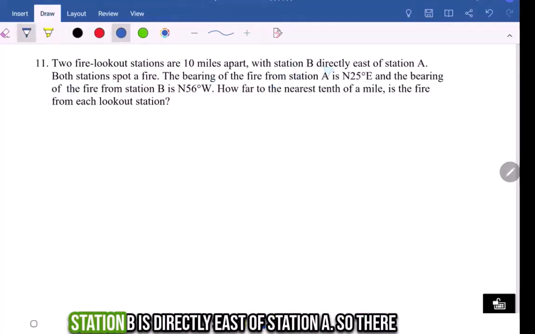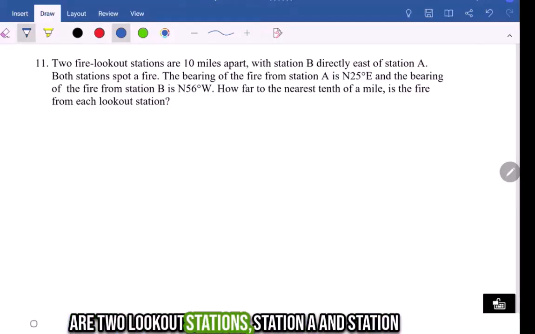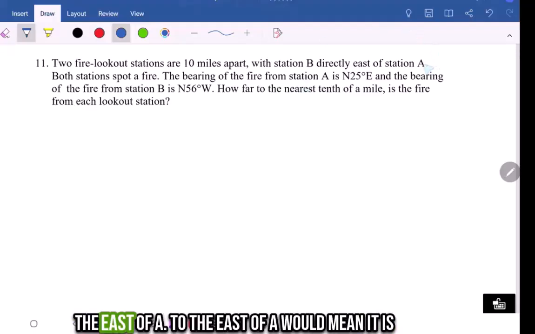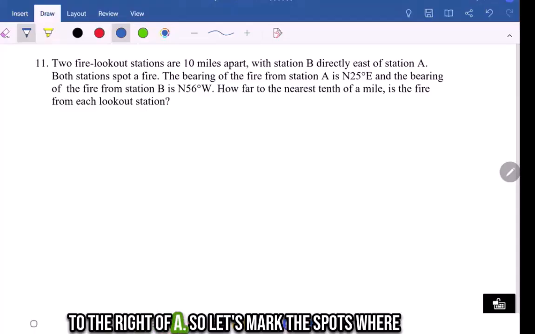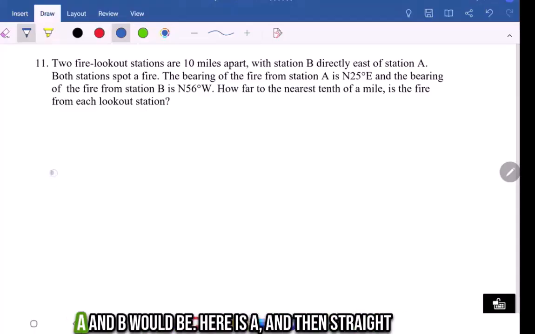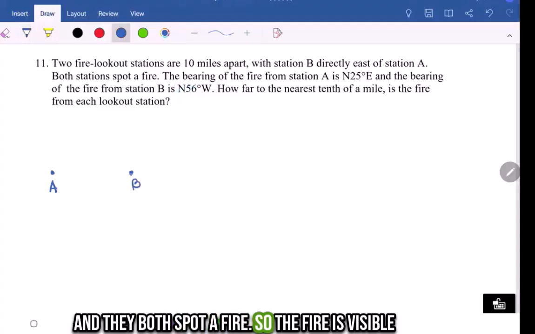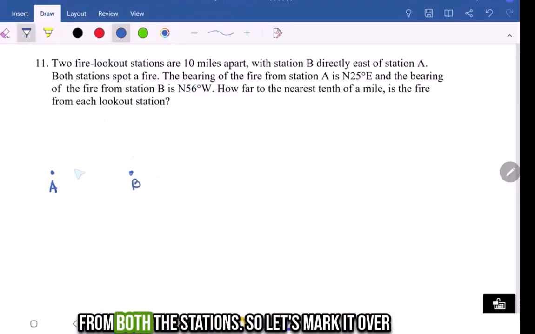It says station B is directly east of station A. So there are 2 lookout stations, station A and station B, and they are horizontally apart, and B is to the east of A. To the east of A would mean it is to the right of A. So let's mark the spots where A and B would be. Here is A, and then straight horizontally to the east would be station B. And they both spot a fire. So the fire is visible from both the stations. So let's mark it over here.